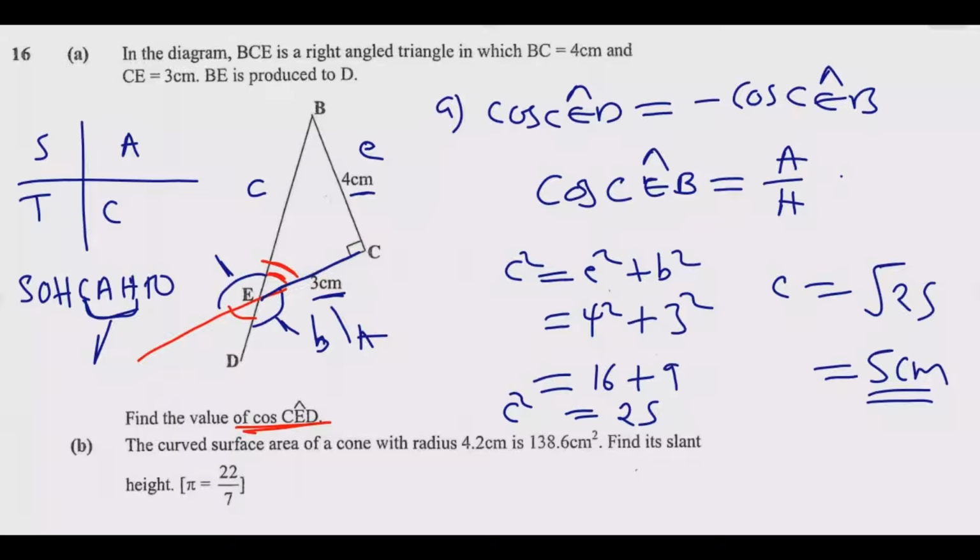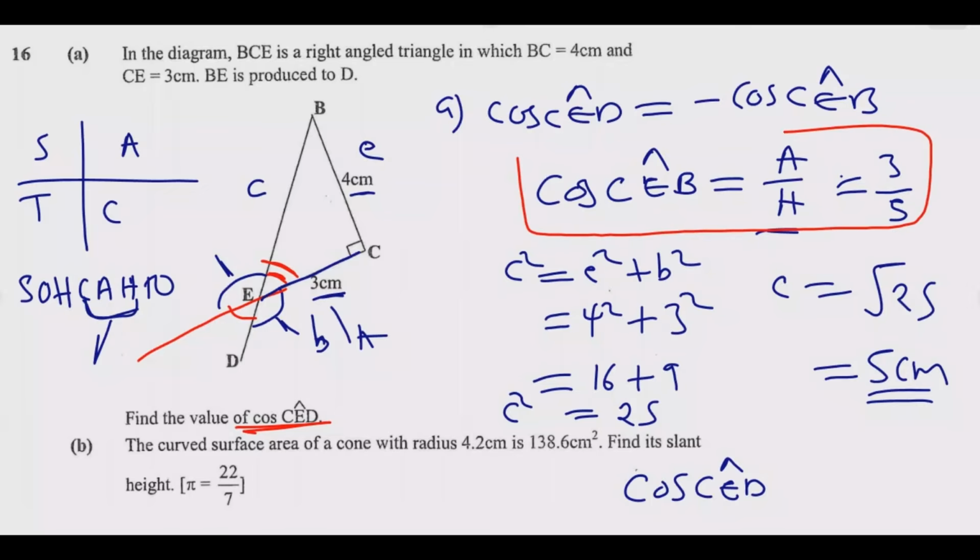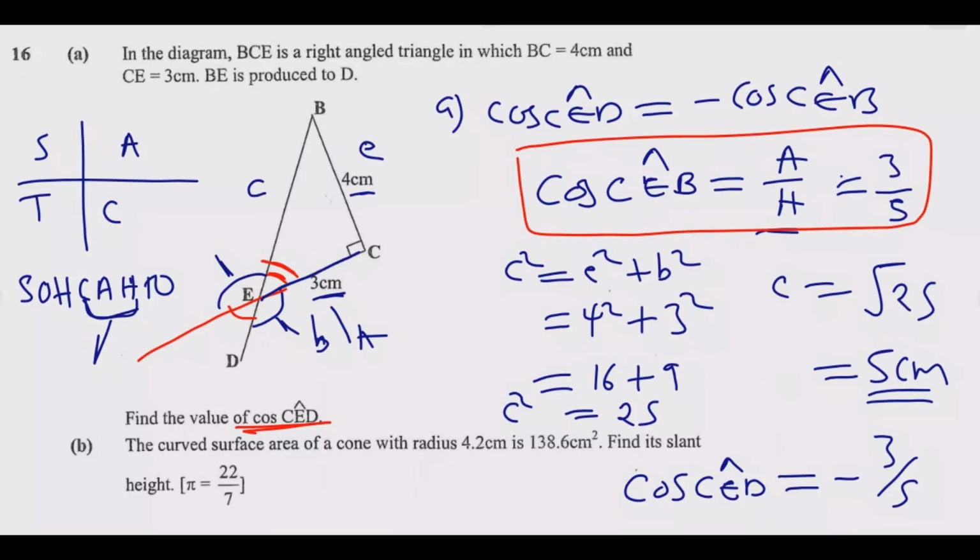So to find cos CED, we need to find this. This one is equal to, what is the adjacent? Adjacent, you said this 3, divided by what's the hypotenuse? We found it to be 5. Then to find the angle we are looking for, just negate that one, which will be 3/5. Hence the answer is negative 3/5, which is the 2 marks that you are looking for. So once you do this, you should be able to get those 2 marks.